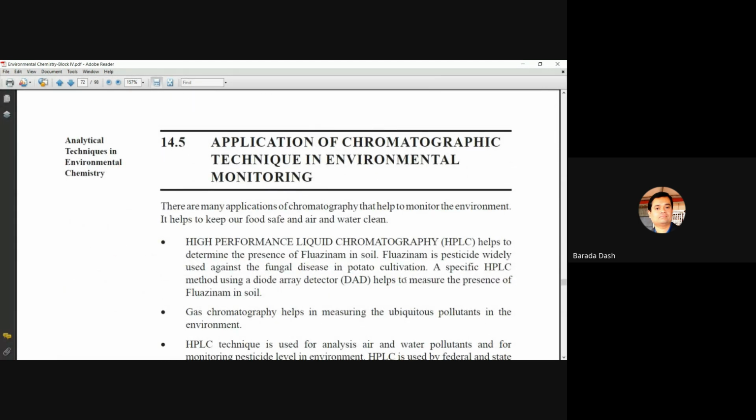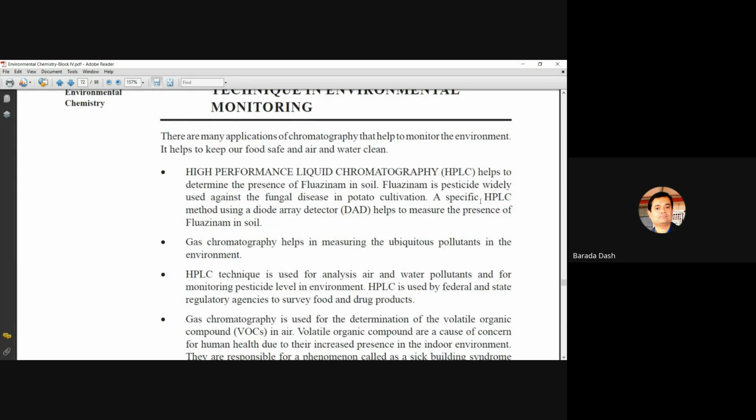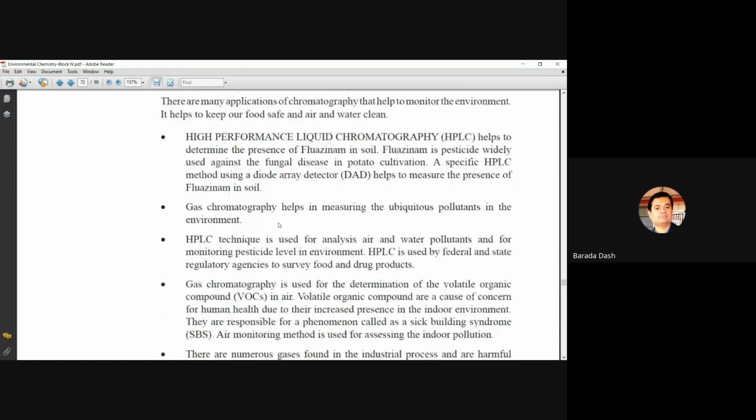Next is application of chromatographic techniques in environmental monitoring. What is the application of HPLC? HPLC helps to determine the presence of fluazinam in soil. What is fluazinam? It's a pesticide used against fungal diseases in potato cultivation. A specific HPLC method is used that helps to measure the presence of fluazinam in soil.